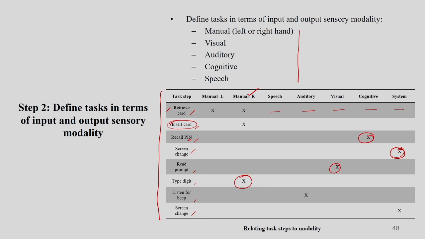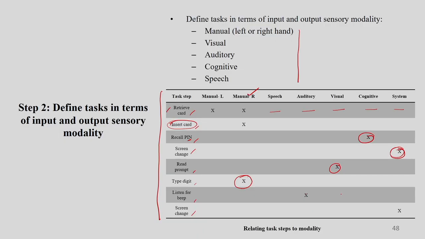Now here two things are possible. Sometimes there is no auditory signal. In certain machines there is no auditory signal, so maybe only visual. In some cases it is auditory. For this particular example it was auditory, that's why we mentioned auditory here. And then screen change, again it is going for the system. So this way we are creating a chart. For each task, each small element, how they are getting responses, so sensory input and output. Clear? So we are relating the task steps to the modalities, and we are trying to identify the modalities through this step.